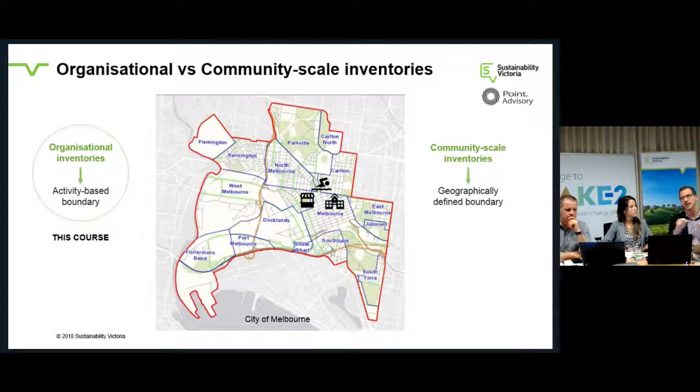The organisational boundary, on the other hand, would just account for the emissions associated with the activities that are undertaken by council. So that would be things like energy consumption at town hall. It would be any aquatic sports and aquatic centres that are owned or operated by council. It would be, in the case of the City of Melbourne, the Queen Victoria Markets, which are owned by council. It would not include household and business emissions. It's just the emissions associated with council activities.